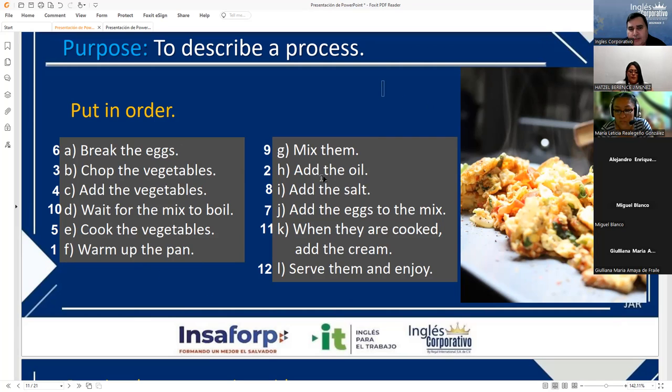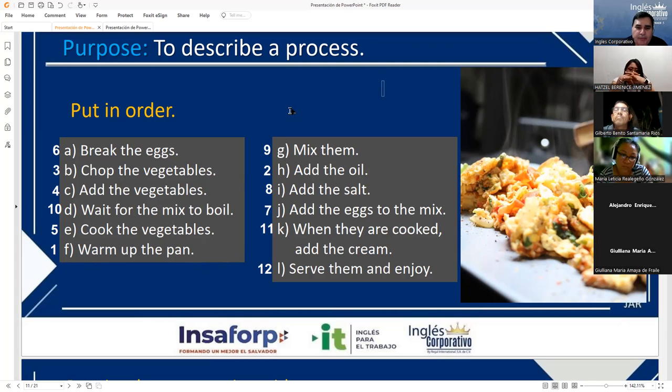So first, let's read it like this. First, I warm up the pan. Okay. After that, I add the oil. Then I chop the vegetables. Later, I add the vegetables. Okay. After that, I cook them, right? I cook the vegetables. Okay. Sometime after that, I break the eggs and add them to the mix, right? And add them to the mix.